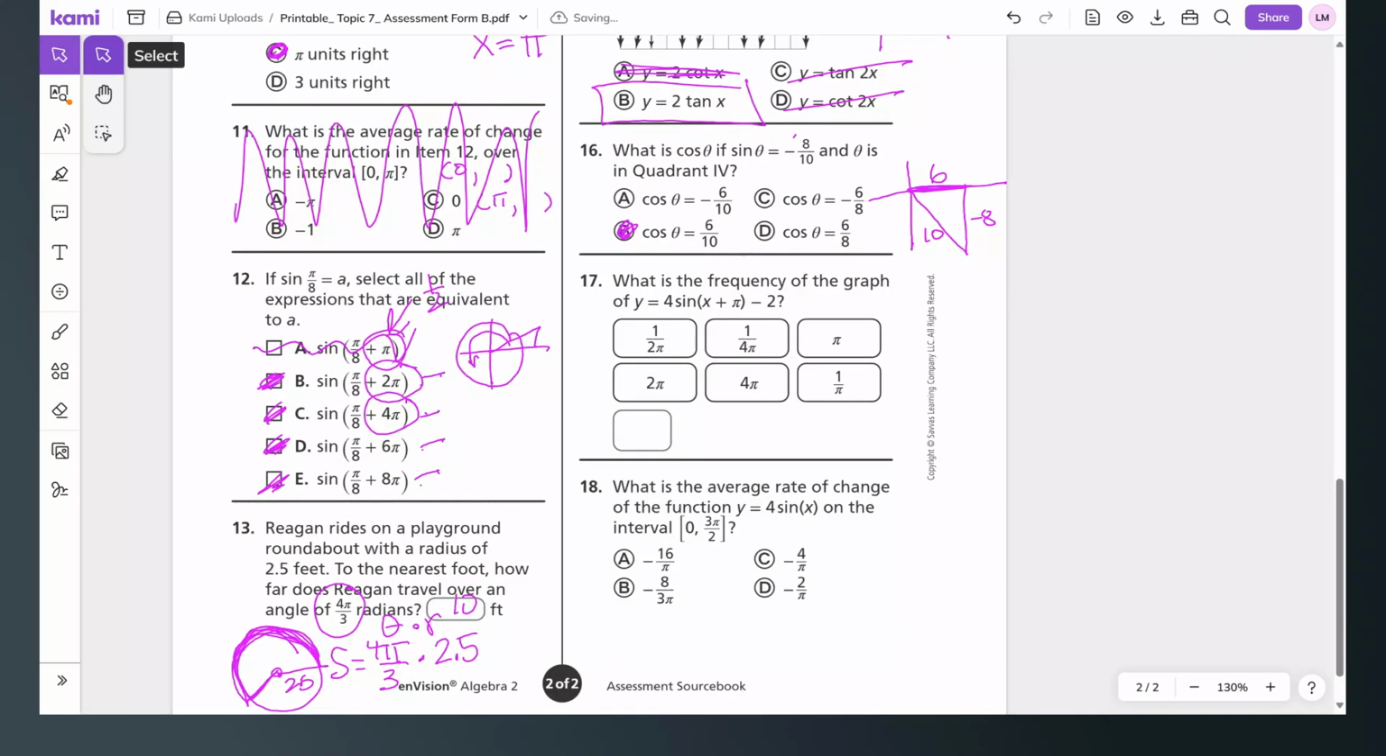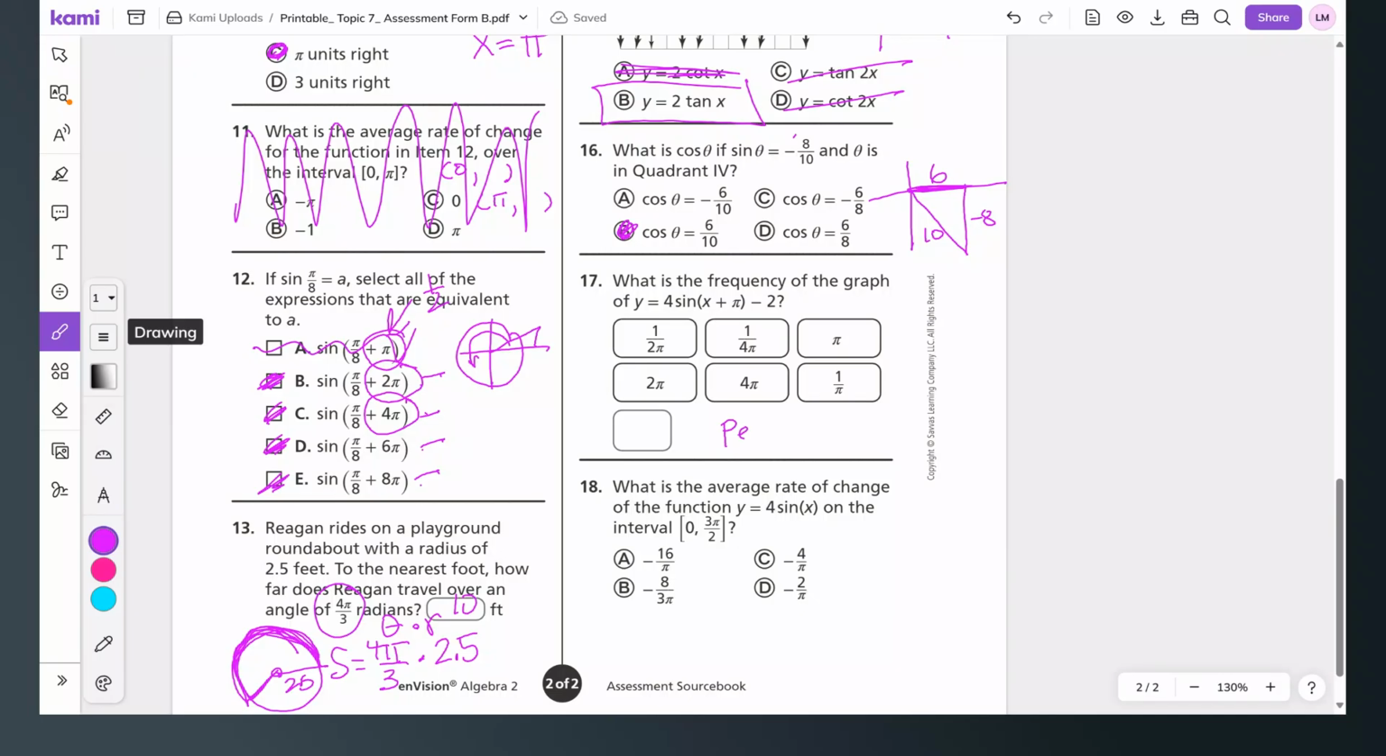The frequency, that means I need to find the period. So for the period, I look in front of the angle to see if there's a number there, and there's not. So the period is a normal period of 2 pi. Frequency is 1 over that, so 1 over 2 pi.